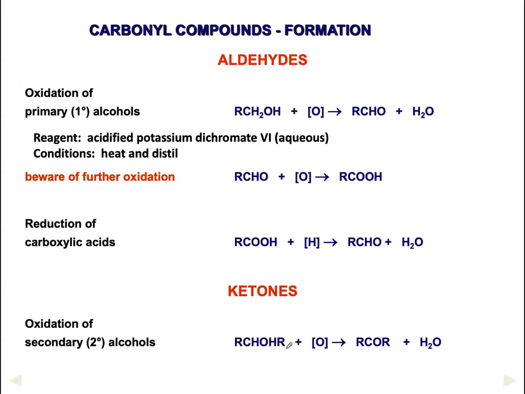Okay, so here is an example. A primary alcohol is oxidized to an aldehyde using acidified potassium dichromate, and an important condition, heat and distill. With further oxidation, the aldehyde can be oxidized to a carboxylic acid. Carboxylic acids can be reduced to an aldehyde. Ketones are only oxidized to a secondary alcohol and that's it.